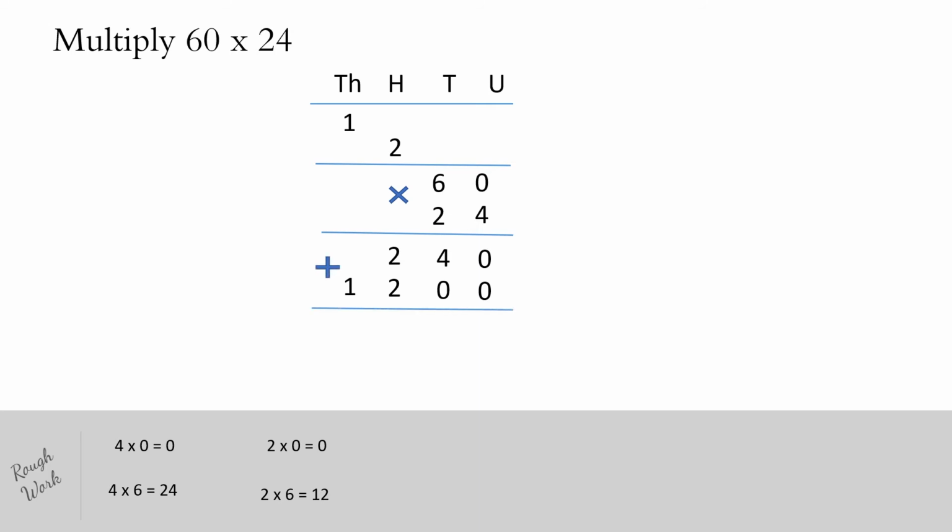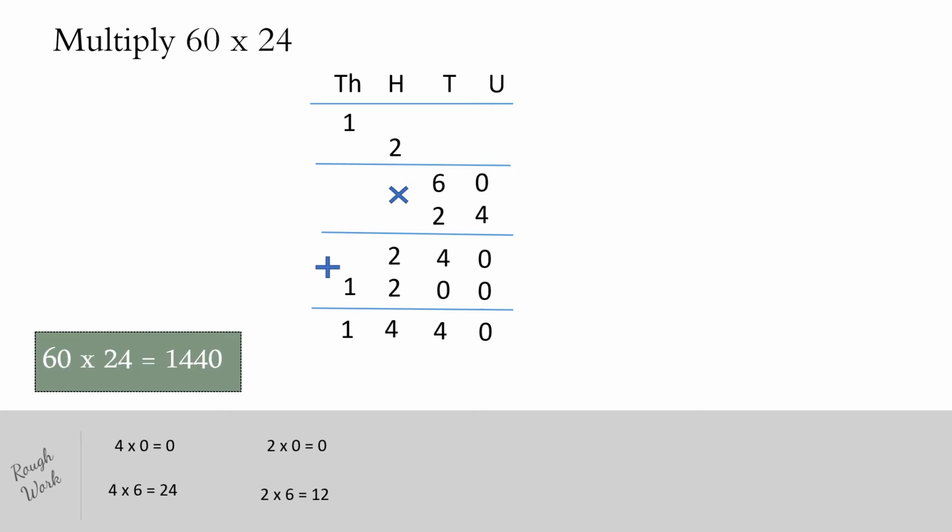Now we will add both products. So 240 plus 1200. So 0 plus 0, we get 0. 4 plus 0, 4. 2 plus 2, 4, and 1. So we got the final answer. 60 multiplied by 24 is equal to 1440.